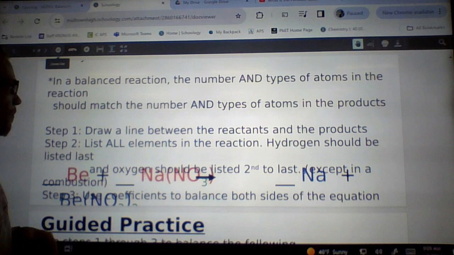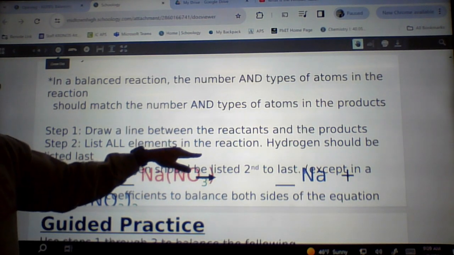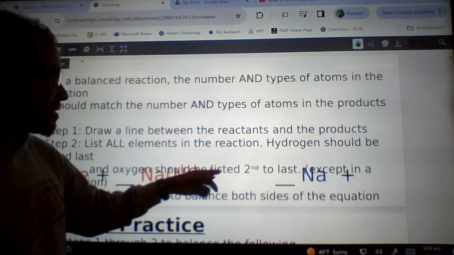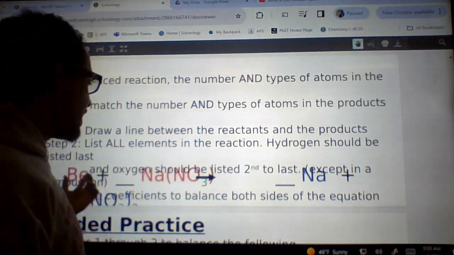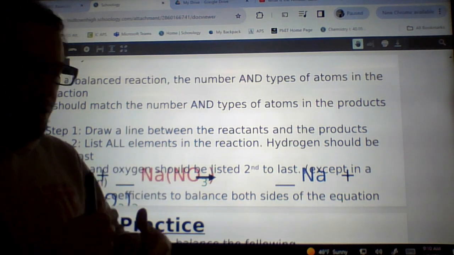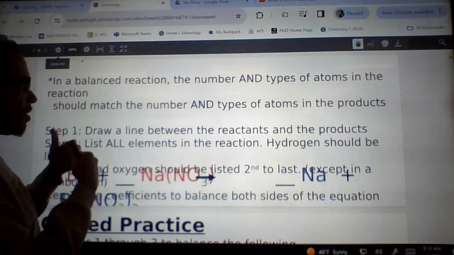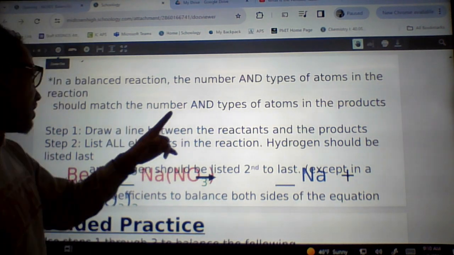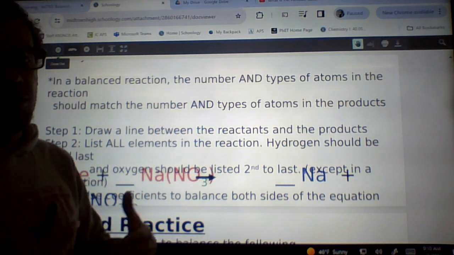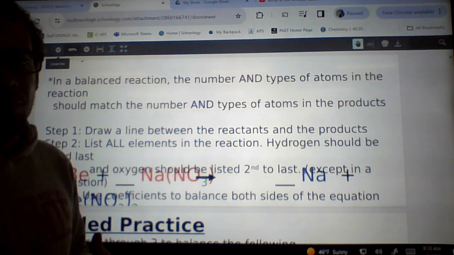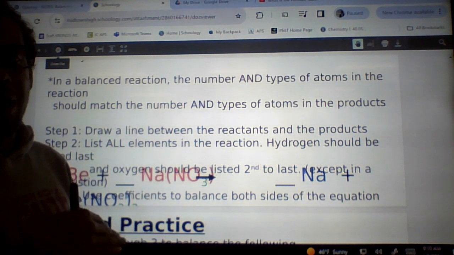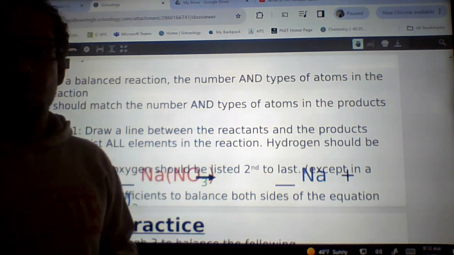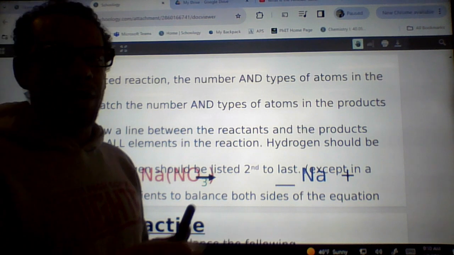Okay, step number two, list all elements in the reaction. Hydrogen should be listed last, and oxygen should be listed second to last, except in a combustion reaction, then we'll flip those. So I'm going to list all the elements that I see. I'll just use the reactant side to list them, and hydrogen should always be listed last. This is going to help with balancing. If you do the balancing correctly, the oxygen and hydrogen will automatically balance. So hydrogen is last, oxygen is second to last. And if we're doing a combustion, we'll switch it from OH to HO.